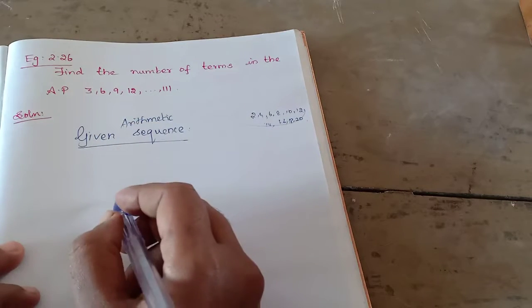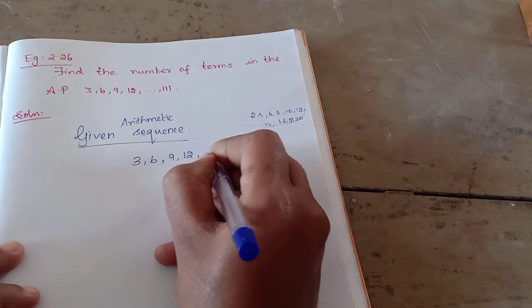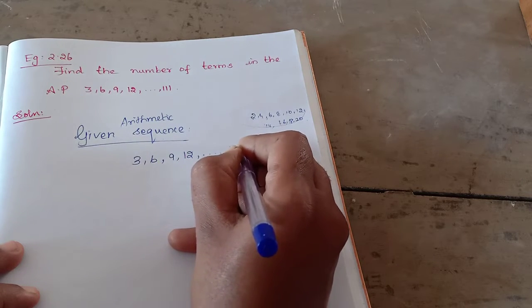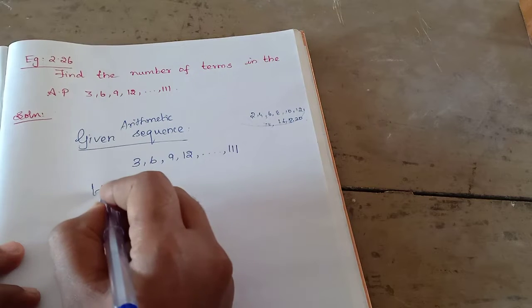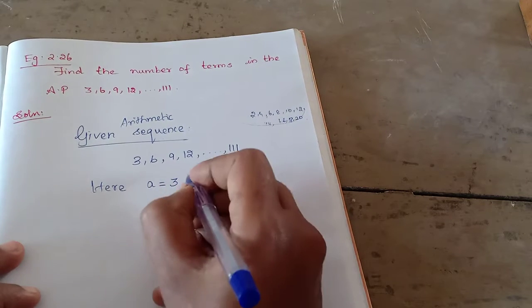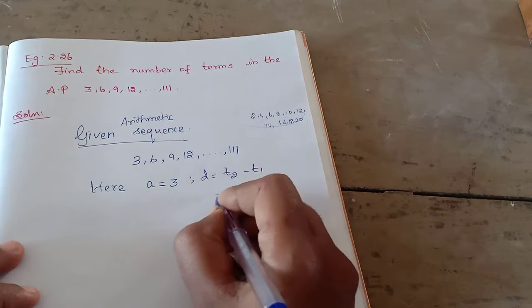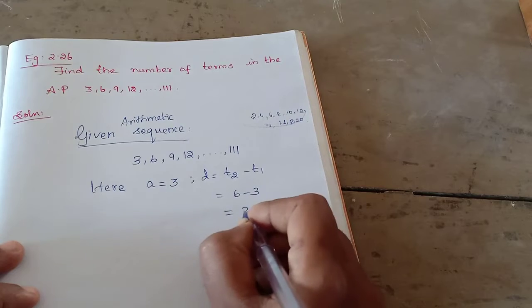What's the given arithmetic sequence? 3, 6, 9, 12, and so on up to 111. So here, what's the meaning of first term? T1, otherwise A. Then D is equal to the common difference, T2 minus T1. So 6 minus 3, which is equal to 3.